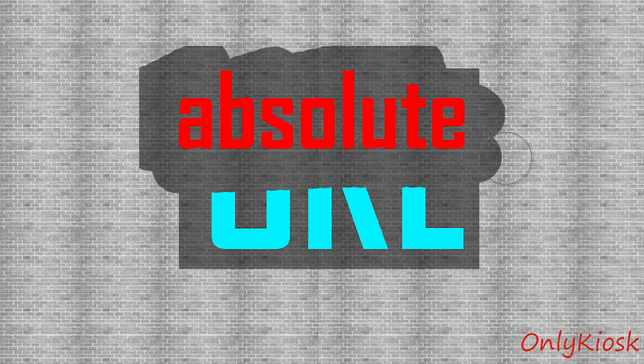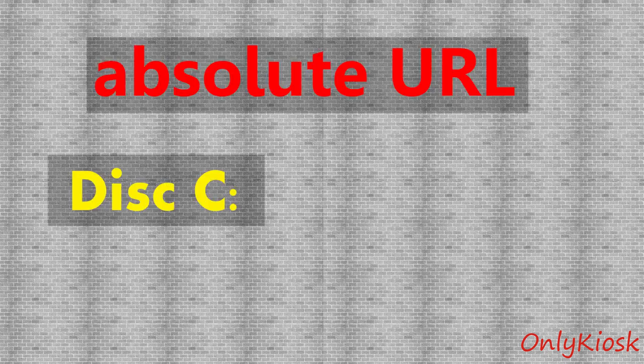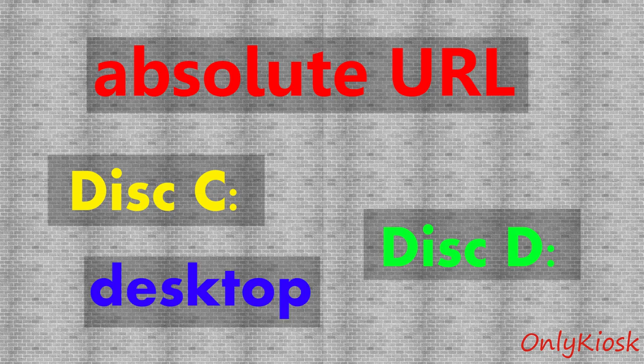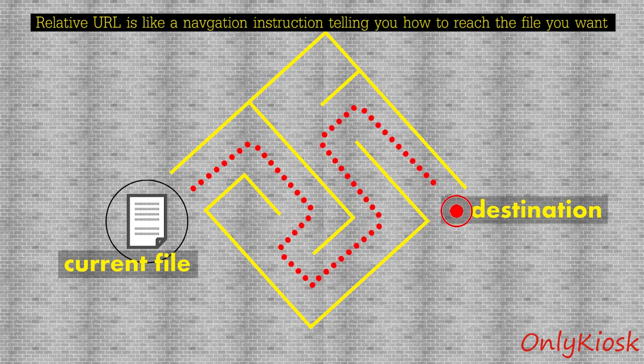Now, there are two types of URL: absolute URL and relative URL. Absolute URL is like disk C, disk D, or desktop. It describes a file's absolute location on the current computer. However, a relative URL is different. It describes another file's location in relation to the current file's location.